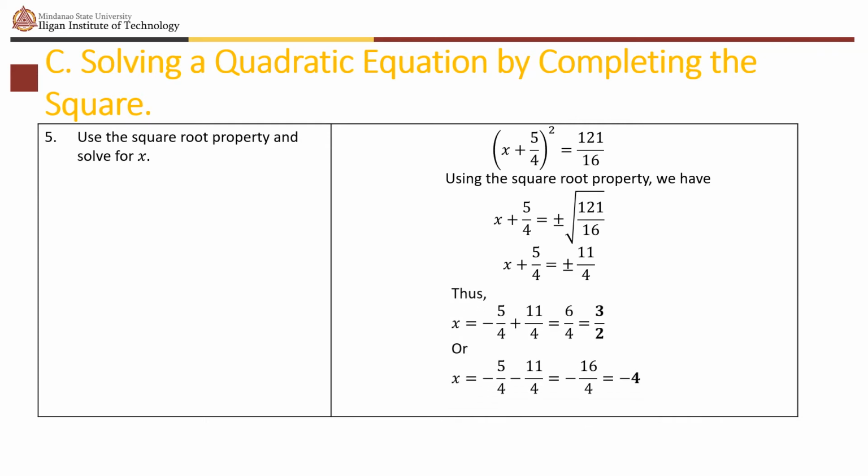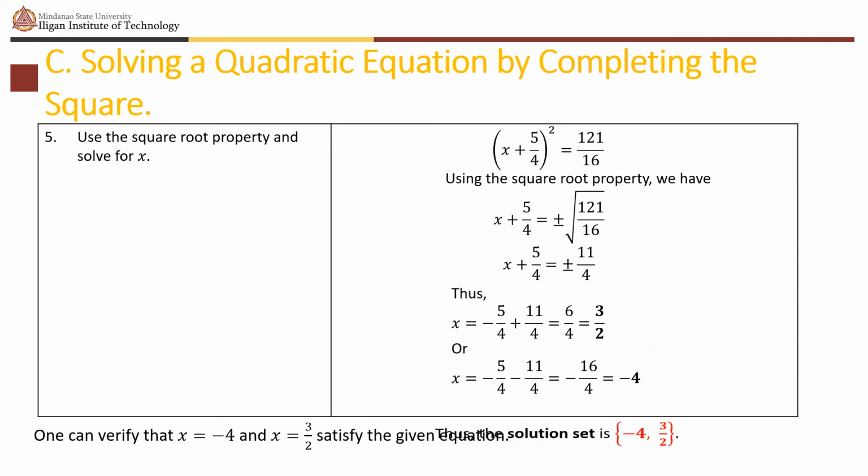Therefore, you have x equals negative 5 over 4 plus 11 over 4, which is equal to 3 halves. Or, if we make use of the minus, x equals negative 5 over 4 minus 11 over 4, which will give us negative 16 over 4 or negative 4. But you still have to verify that x equal to negative 4 and x equal to 3 over 2 satisfy the given equation. I'll leave the verification to you. So the solution set is negative 4 and 3 over 2.